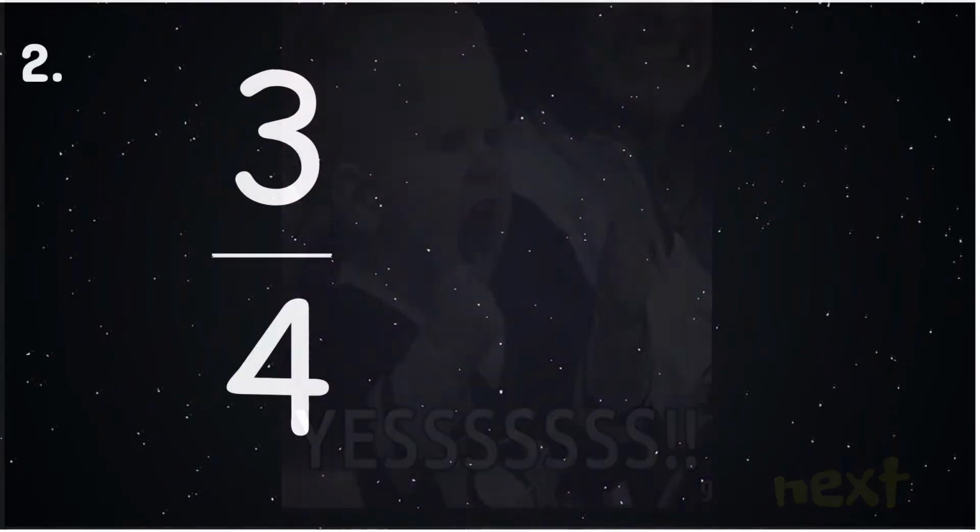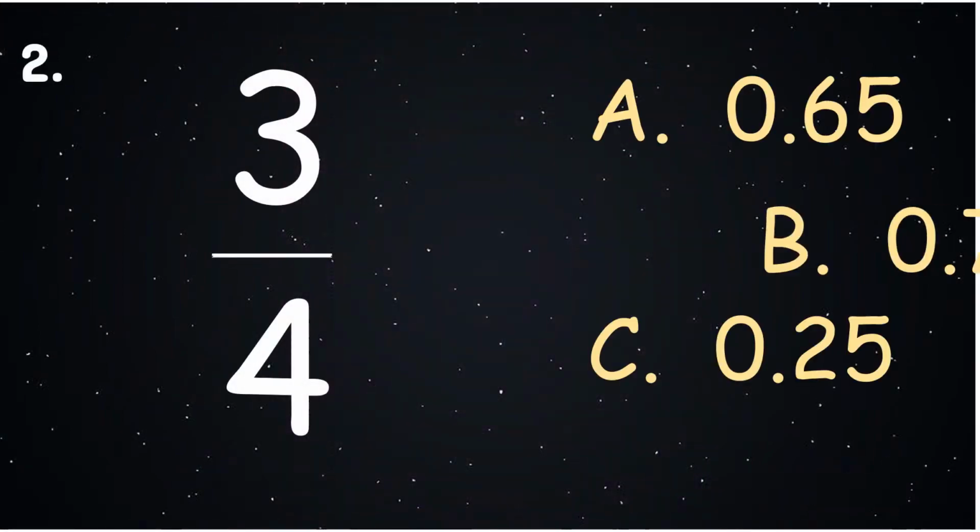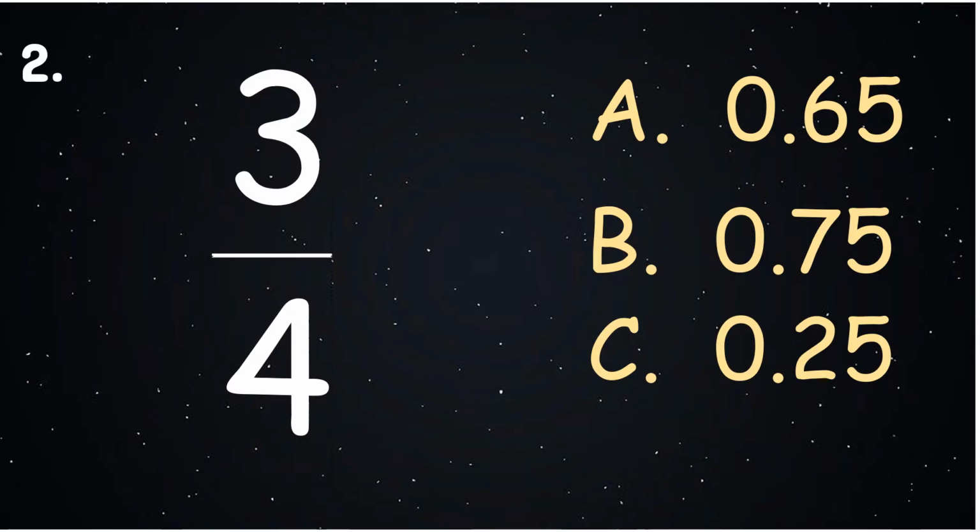Next, 3/4. What is the decimal form of 3/4? 0.65, 0.75, or 0.25? If your answer is 0.75, that is correct, because 3 divided by 4 is 0.75.